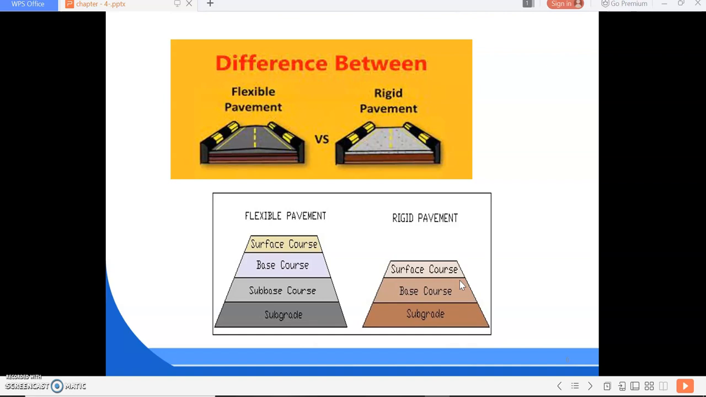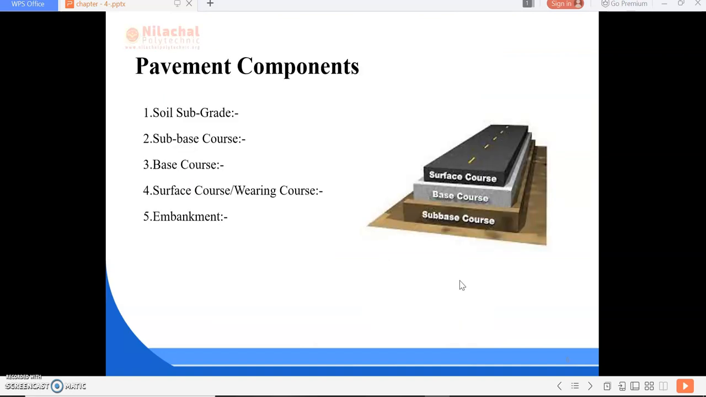Okay, in simple words we can say rigid pavement takes more load. Okay. Next is pavement components. So there are various components of our pavement. First one is our soil subgrade. Second is subbase course. Third is base course. Then surface or wearing course. And the last one is our embankment.